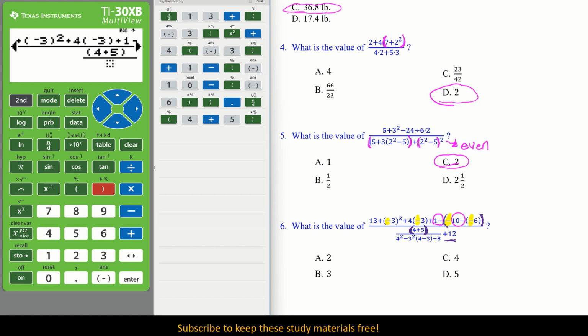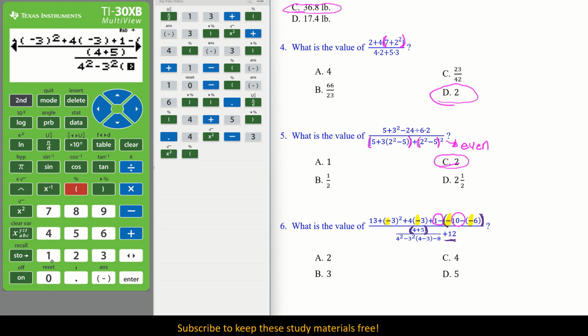Now we go down and we have to put in that denominator. Well, there's no issues with absolute values or negatives and positives. So we just need to type it in the way it is. So 4 squared minus the 3 squared.